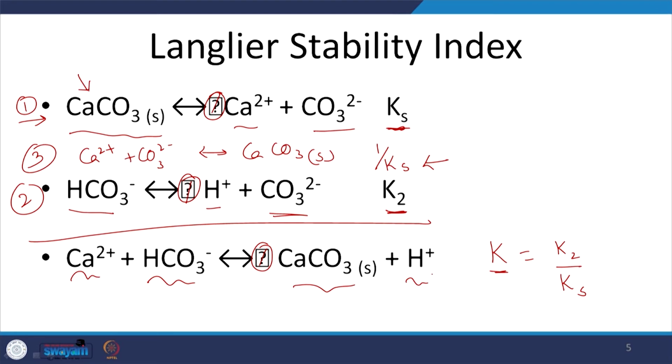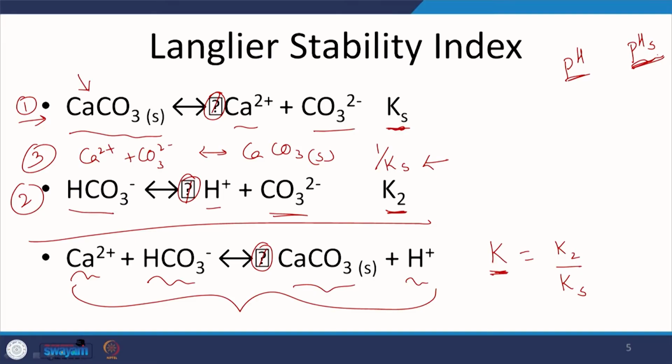So how I want to use this to develop a relationship, right? What am I trying to do? We are trying to look at the pH of the solution and at the pH of the saturated conditions, compare them, and see whether it is oversaturated or undersaturated. For that, I'm trying to get this pH saturation or equilibrium conditions. So let's just use this.